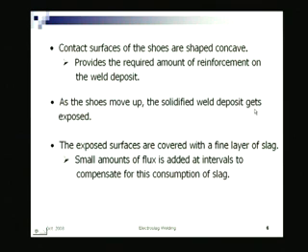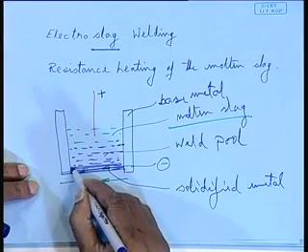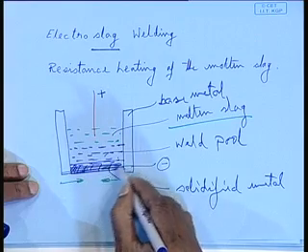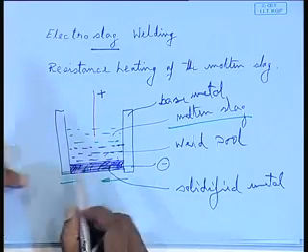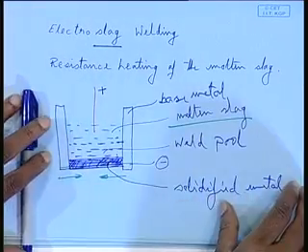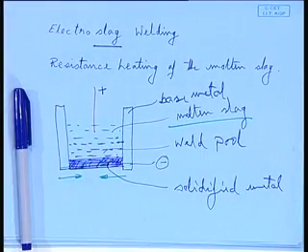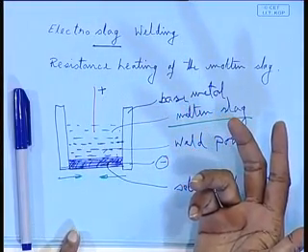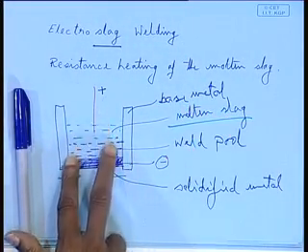So, as the shoes move up, solidified weld deposit gets exposed. The exposed surfaces are covered with a fine layer of slag, small amounts of. So, what you see is, as it goes up, the solidified metal, as schematically we are showing here, gets exposed, and it remains covered with a fine layer of flux, a fine layer of slag, because otherwise, in all the welding, even in submerged arc welding process, a part of the flux is getting burnt and forming a slag that is being removed. So, you will have to continuously keep on adding flux in the process, but here once you put the flux, no more flux is getting consumed, because that entire molten slag is going up.